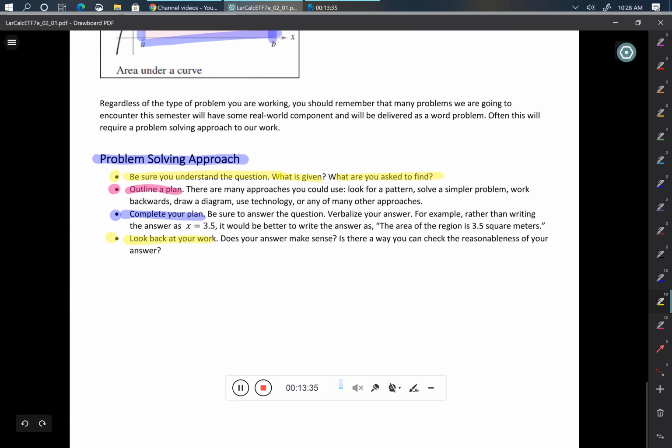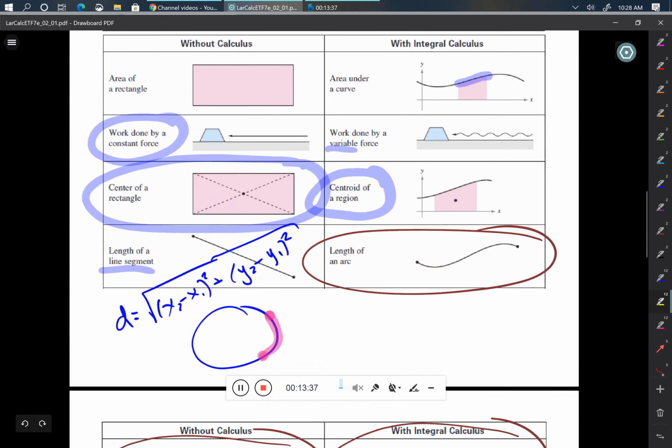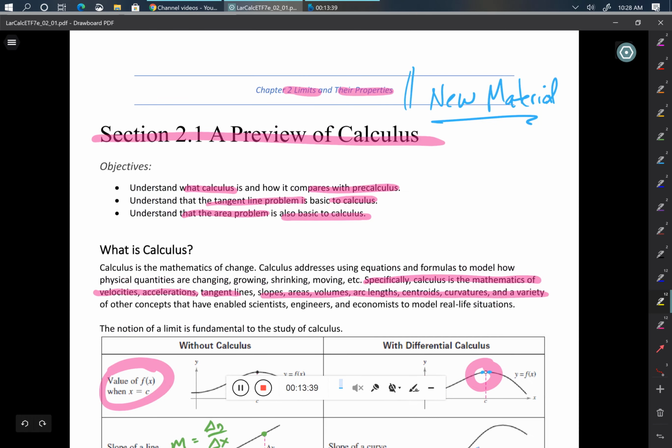So essentially, section 2.1 is just an overview. There's no homework from section 2.1 because there's not really much we can do here. You notice we actually didn't do any math. It's just this is what you should be looking forward to seeing throughout the rest of the semester.